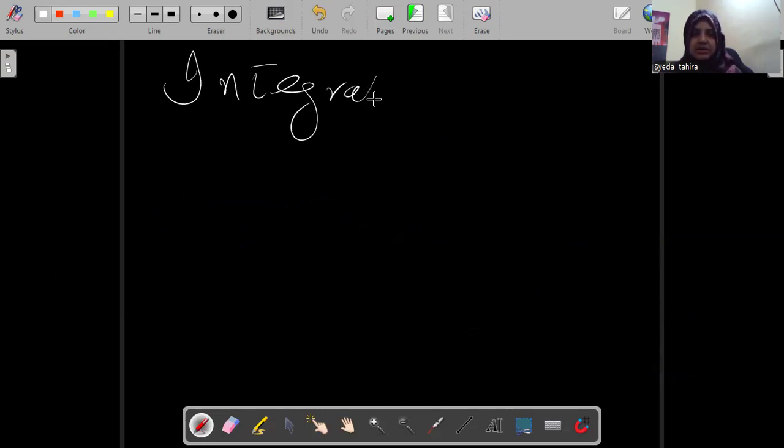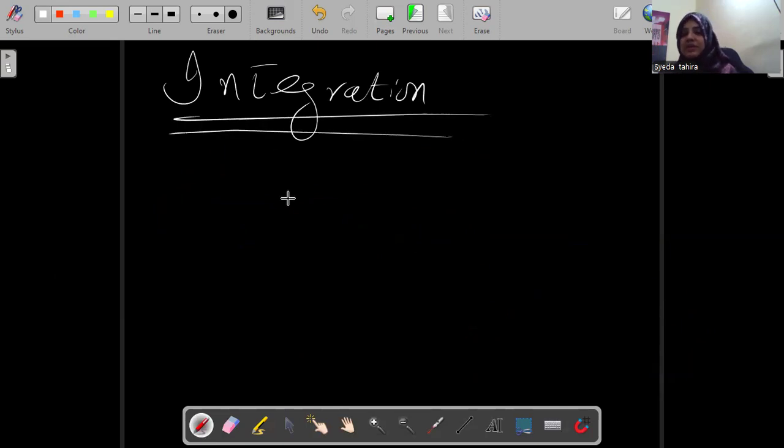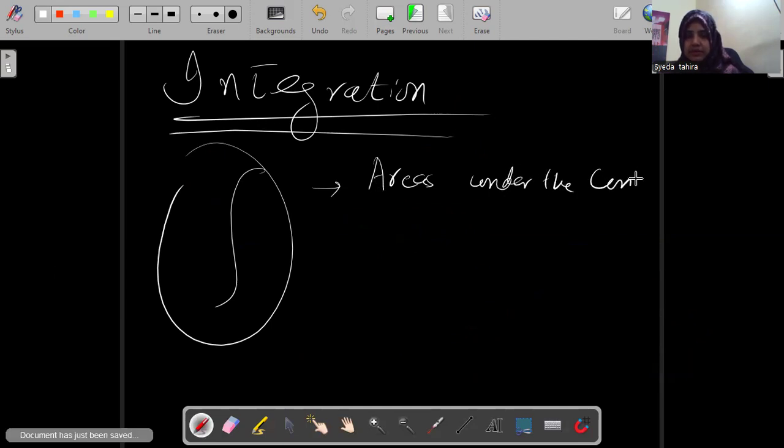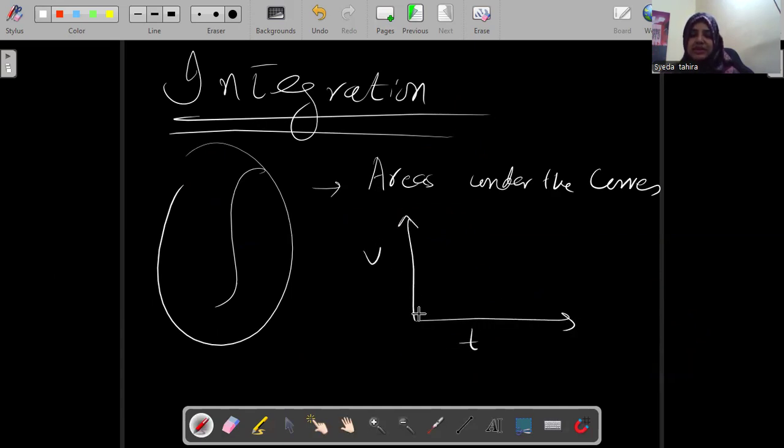I was not disclosing the topic to you. The topic today we're going to talk about is integration. Okay, and a very important application of this integral operator, or this process of integration, is to find the areas under curves of any shape, right? And we know that, for example, in the case of the VT graphs, these areas were representing what? They were representing the distances traveled by your vehicle.